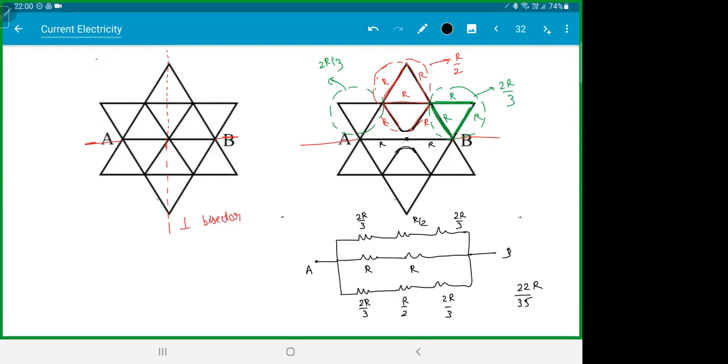Check this everyone. All clear with this? Next one. Any doubts on this, please ask me. Once you can remove that node, that simply becomes series parallel, and you know how to do that. Clear?